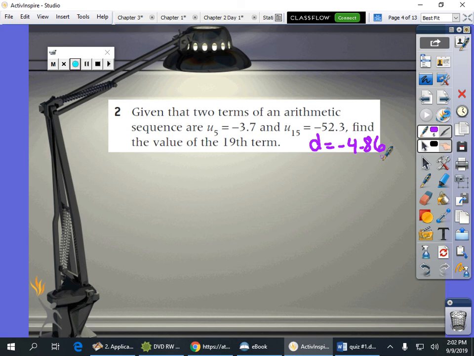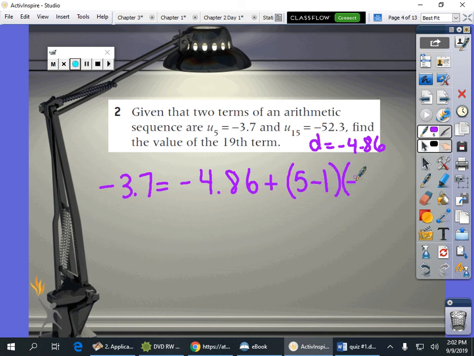Yes, thank you. Substitute in the formula. So tell me what to substitute in, because I actually have 2 options. What do you want to go with? You want to go with 5 or 15? 5, great. So I'm going to do negative 3.7 equals negative 4.86 plus 5 minus 1 times negative 4.86.